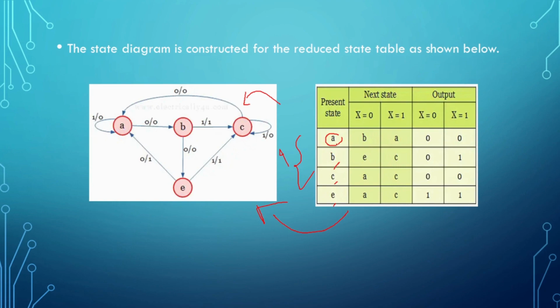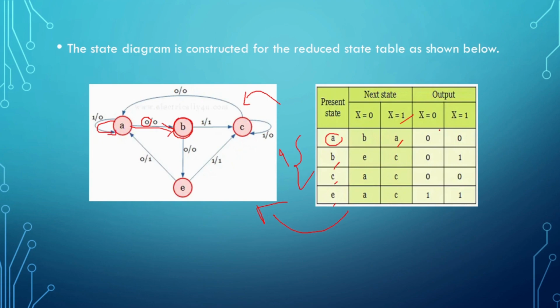The present state is A, right? For present state A, when x equals 0, the input is given as 0, the next state will be B. So when x is equal to 0, the next state of A is B. So we will draw the B inside the circle, and we will mention it with the forward direction arrow. Afterwards, when input is given as 1, the next state of A is A itself. So the curve mentioned is A itself.